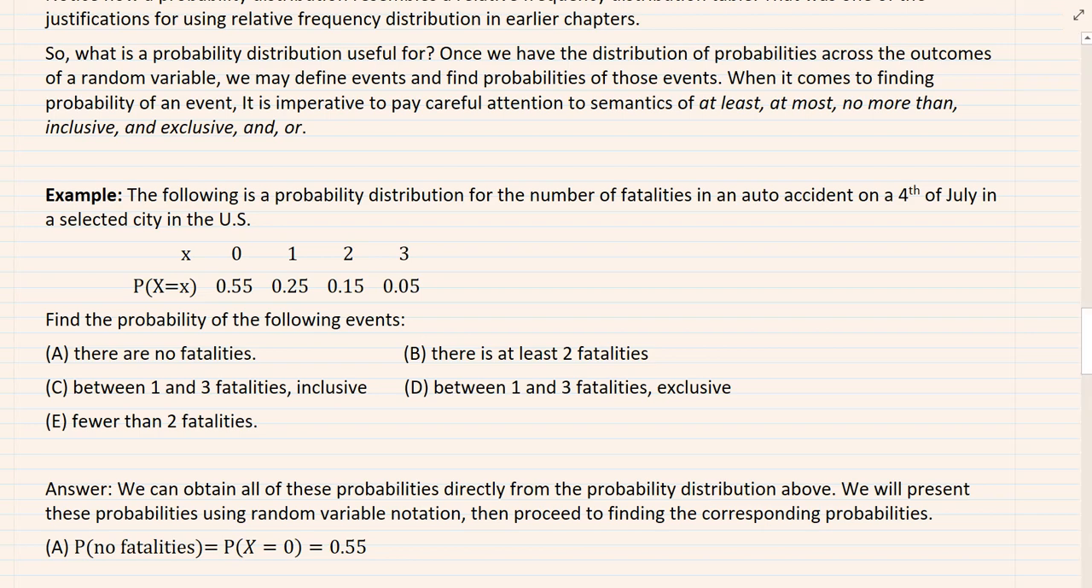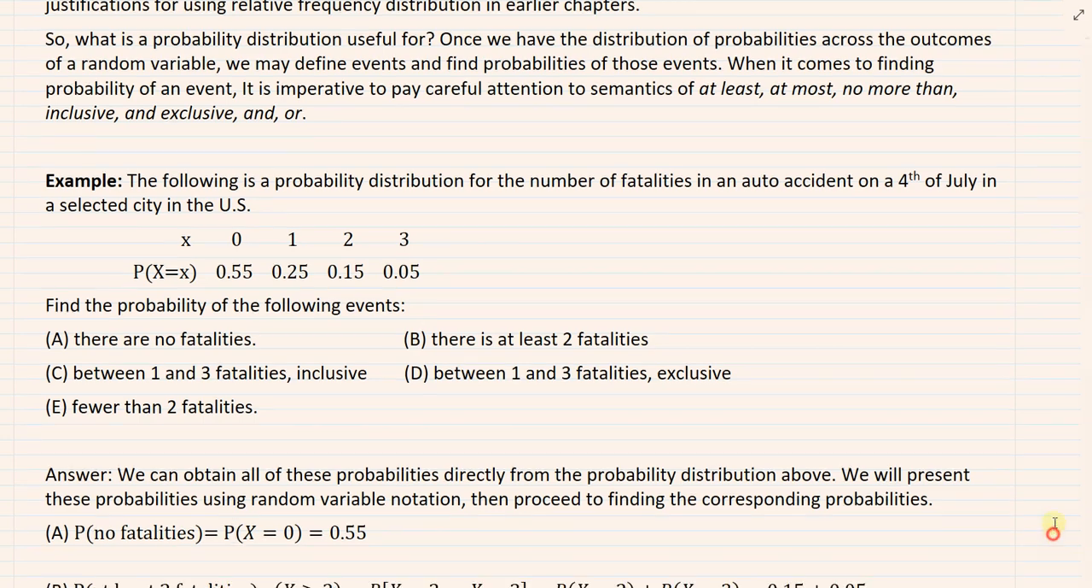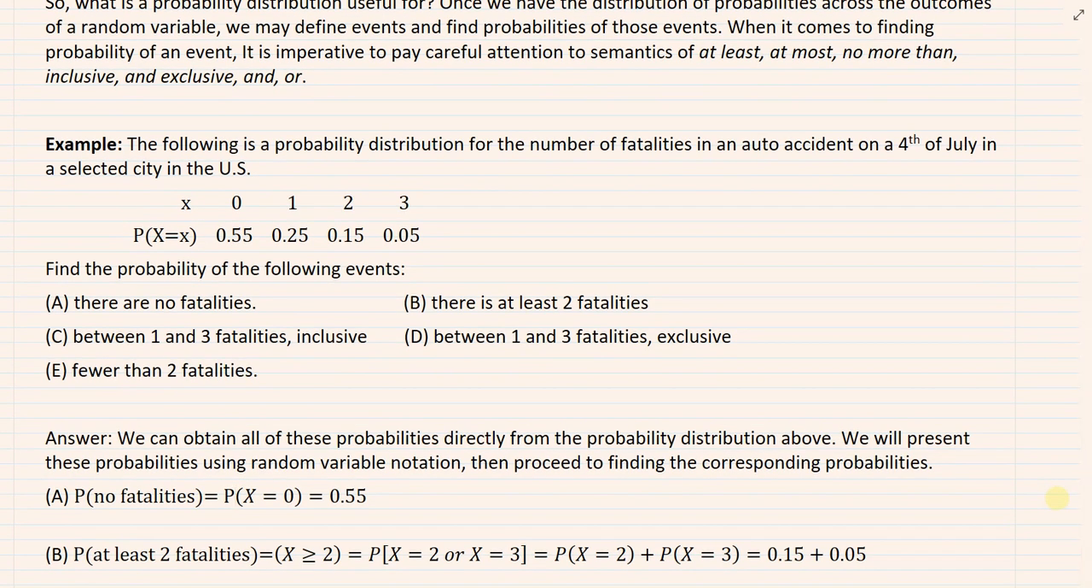In part B, the probability that there are at least 2 fatalities. Now think about at least 2. When we say at least 2, it means 2 or more. So in this example, it would be 2 or 3, because we don't have 4, 5, 6, and so on, so we stop with 2 and 3. So the probability of at least 2 means the probability of x equal 2 or 3.